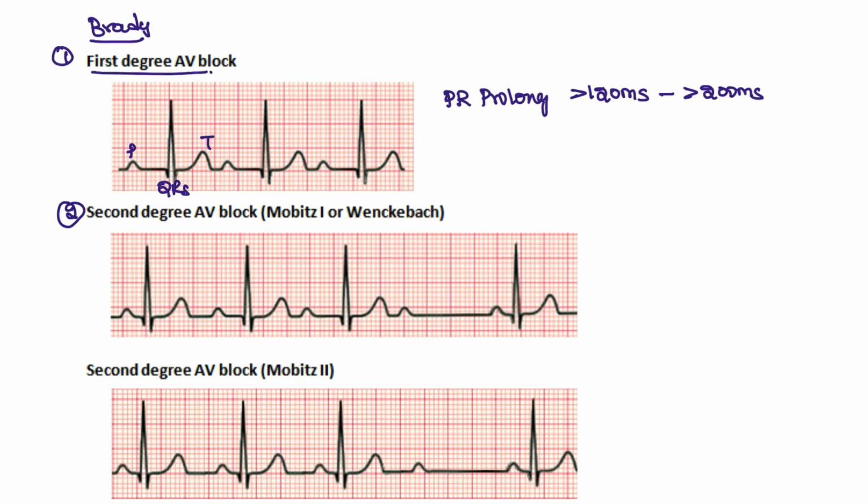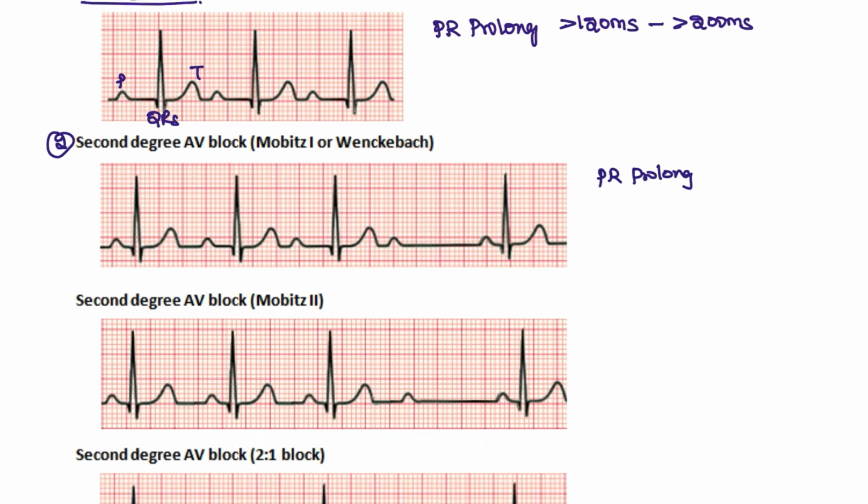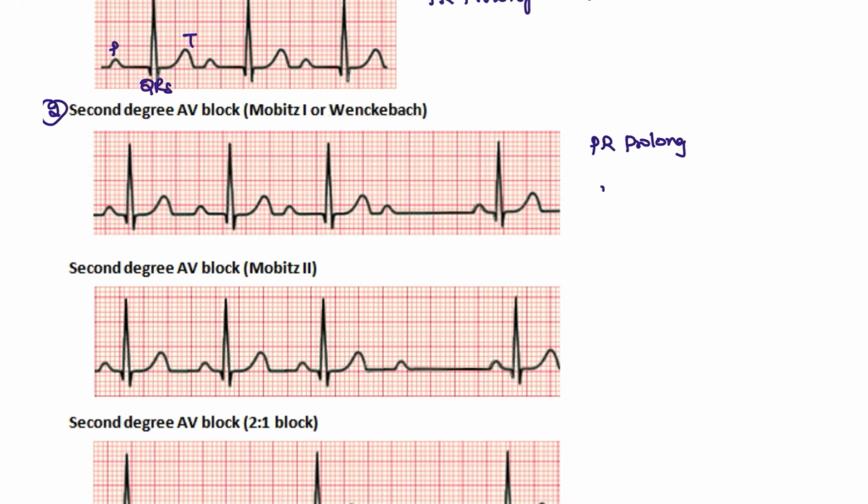Next, second degree heart block, and here also there will be increased PR prolongation, but a sudden QRS drop. So here you can see there is prolongation, prolongation, prolongation, and suddenly there is a drop. So that is the second degree heart block, Mobitz type 1 or the Wenckebach.